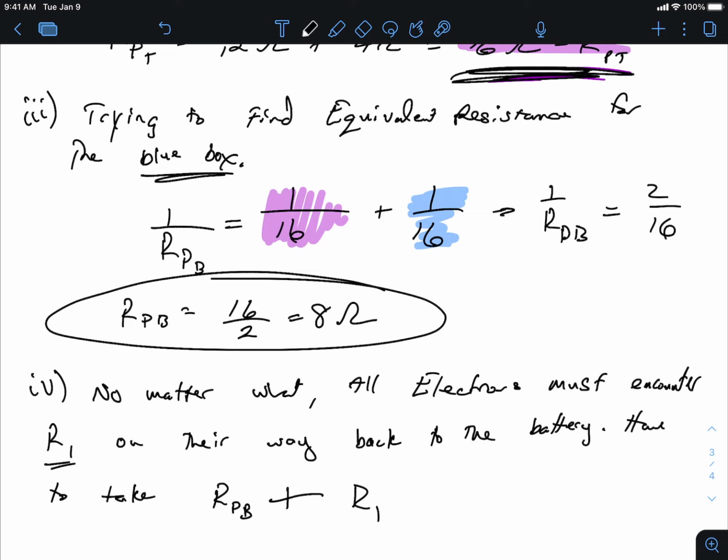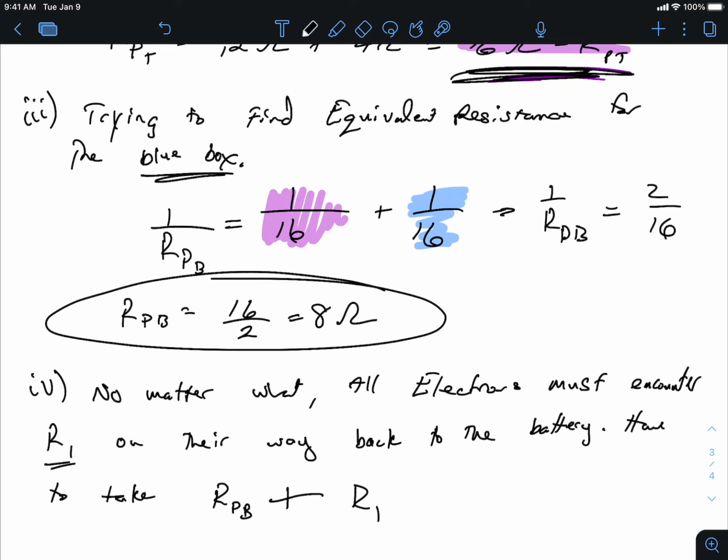Okay, so no matter what, I'm going to go back up. I'm going to read this and then I'm going to go back up. No matter what, we learned that the electrons just can't magically vanish off the circuit. They all have to combine after they've made their choice and head back to the battery. Okay, but there is one more thing on the way back to the battery.